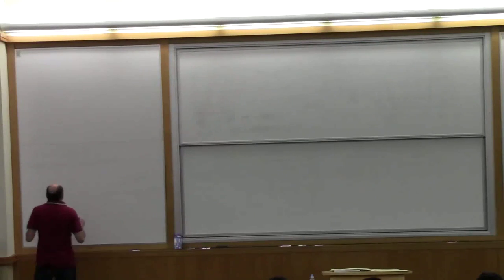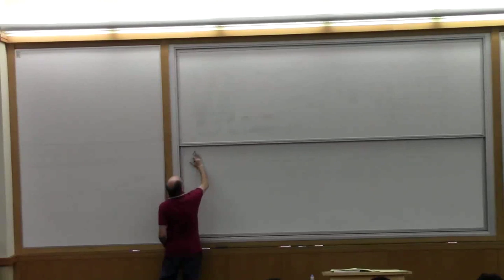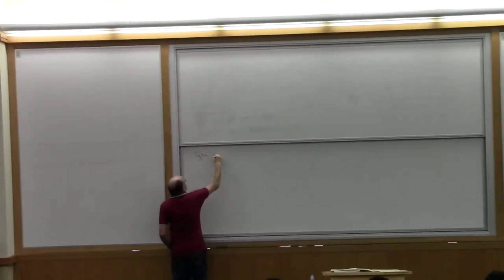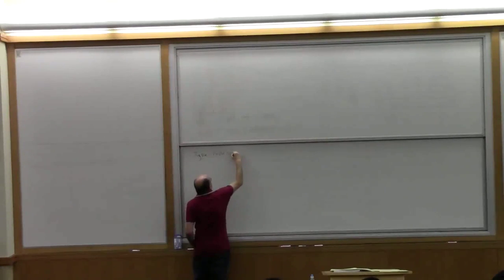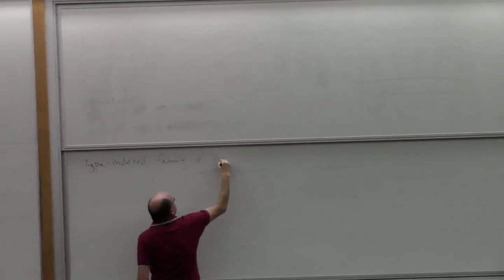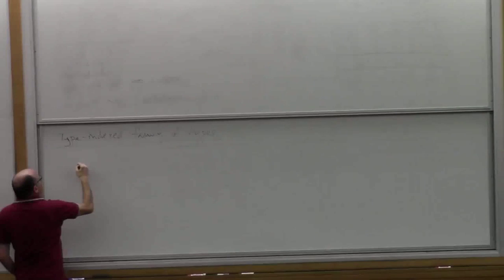Last time we were looking at the central notion of the idea of a family. Let me write it like this: the central notion of a type indexed family of types. This is a central idea of dependent type theory. And we could write this down in various ways.